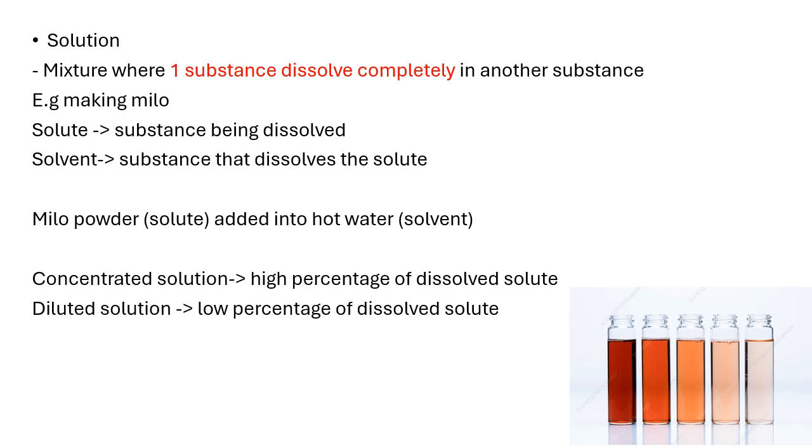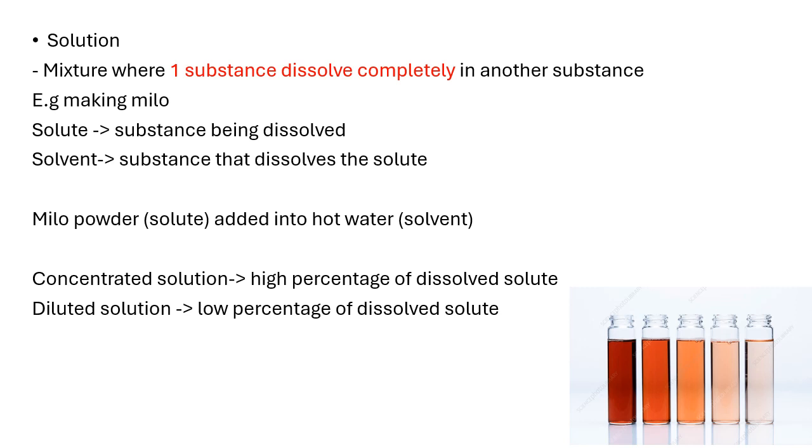Okay, there's also this thing called concentrated versus diluted solution. A concentrated solution means that there is a high percentage of solute. You can see in the picture below the very faint pink color solution. This shows that it's a very diluted solution, where there is a low percentage of dissolved solutes. Whereas the very red color solution is a concentrated solution, because you have a high number of red particles in the solution.